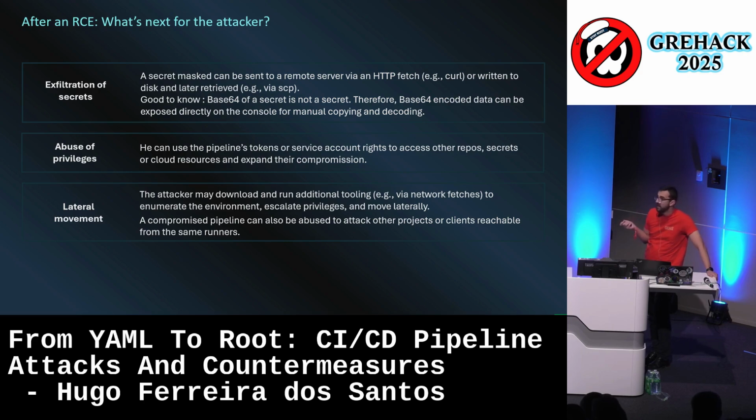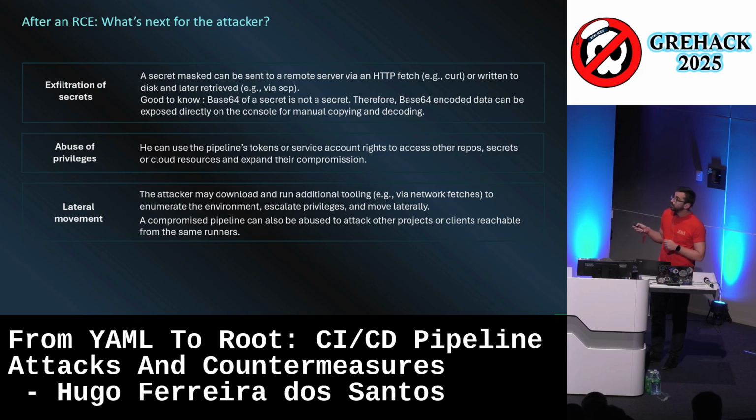So first, what we can do is try to exfiltrate some secrets. So you have access to the pipeline. You will look at the pipeline to see if there are some secrets in the environment variables or in some files, and you will try to send them by using a curl to your remote server or to echo them.